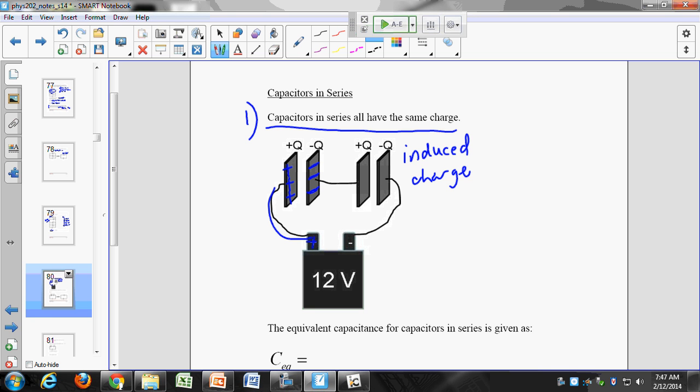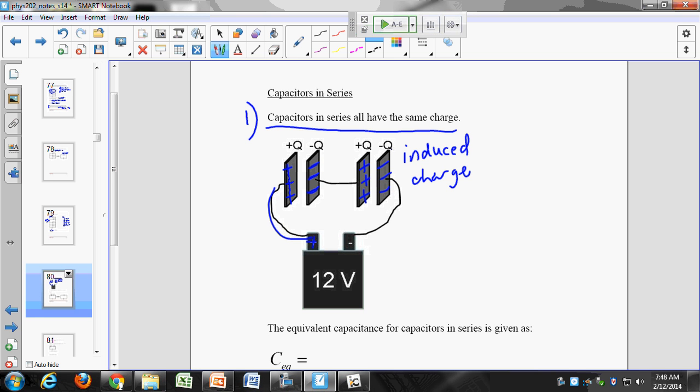So if I have 3 positive charges on the positive plate, then I get 3 negative charges on the negative plate. And that leaves a deficit of electrons over here, so that I get 3 charges on the negative plate there. And then similarly, I get 3 negative charges. Because of this, they're really just setting up an induced charge within the capacitors, they all have the same charge.